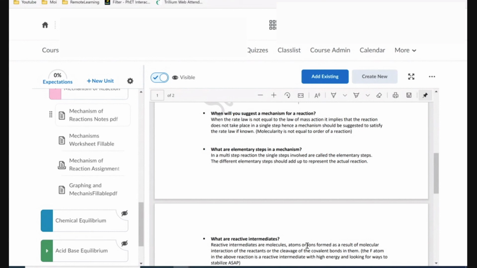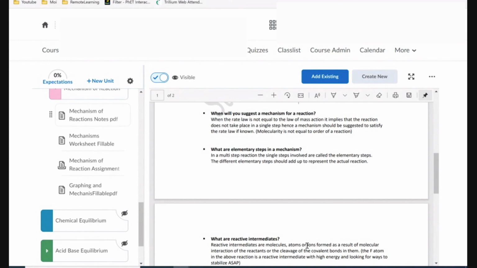Then again, what are elementary steps in a mechanism? The steps that we tend to write so that we are suggesting possible ways in which the reaction is taking place. Now, what it also means is we just cannot look at the reaction and say that this may be the method. First, we theoretically suggest a possible mechanism. Then you perform an experiment and try to identify the reactive intermediates that may form in the reaction.